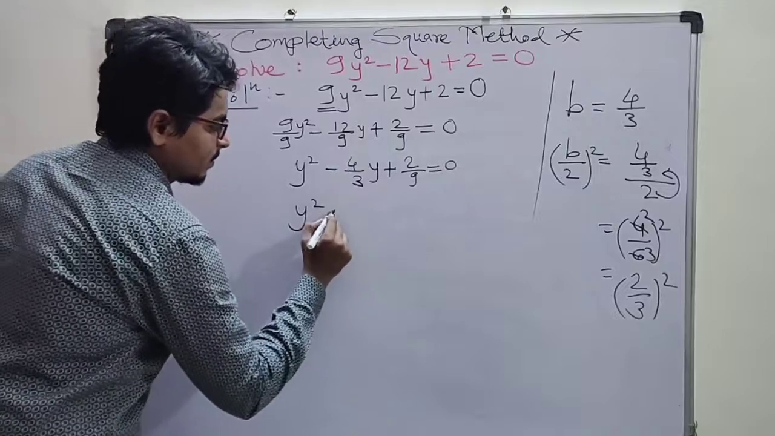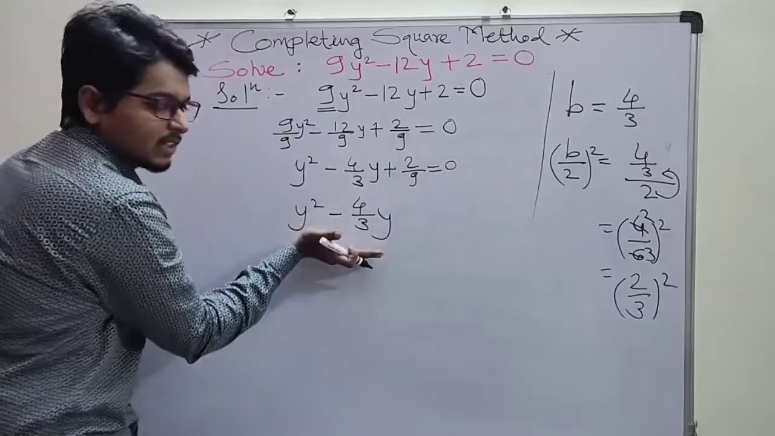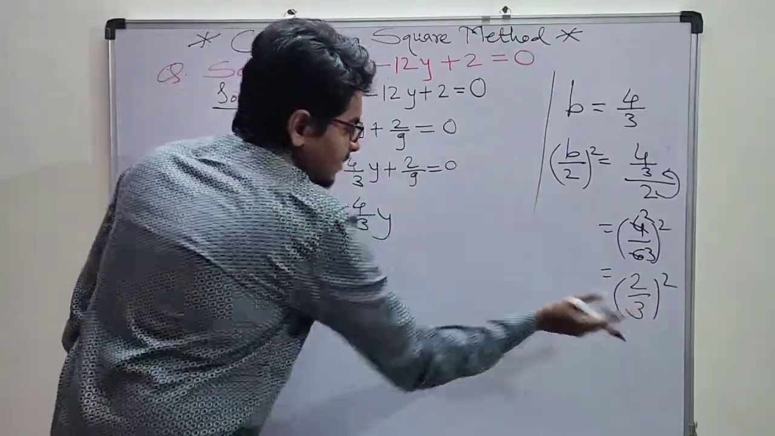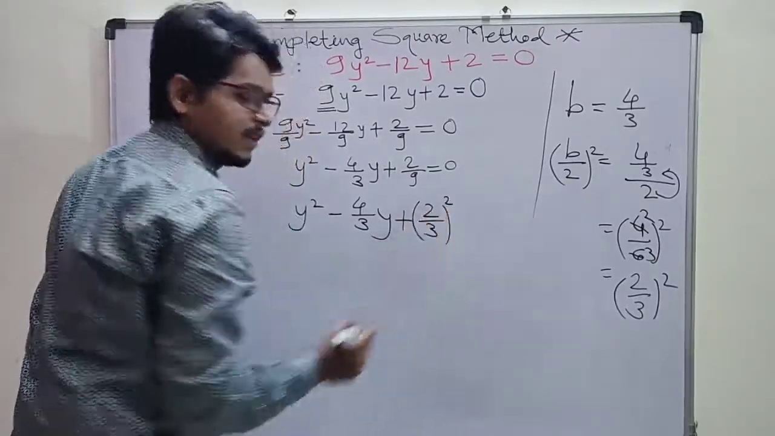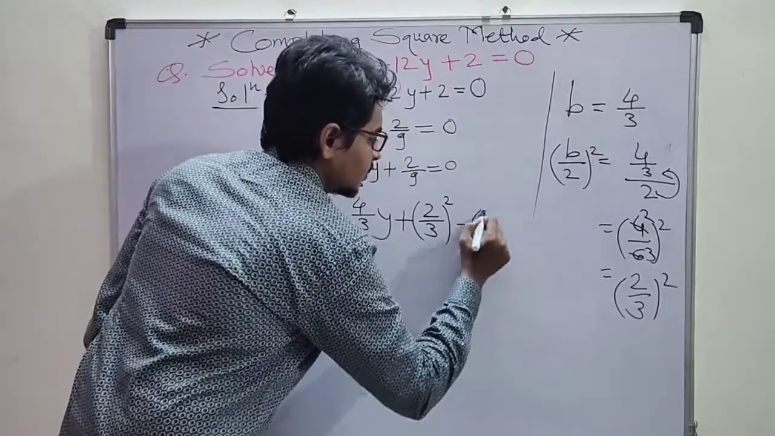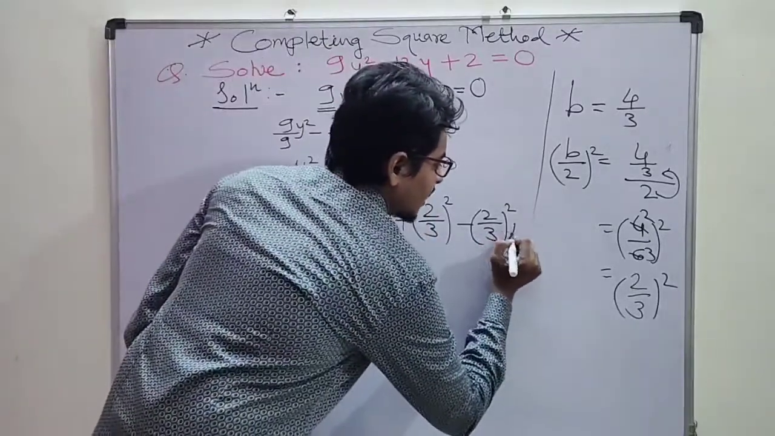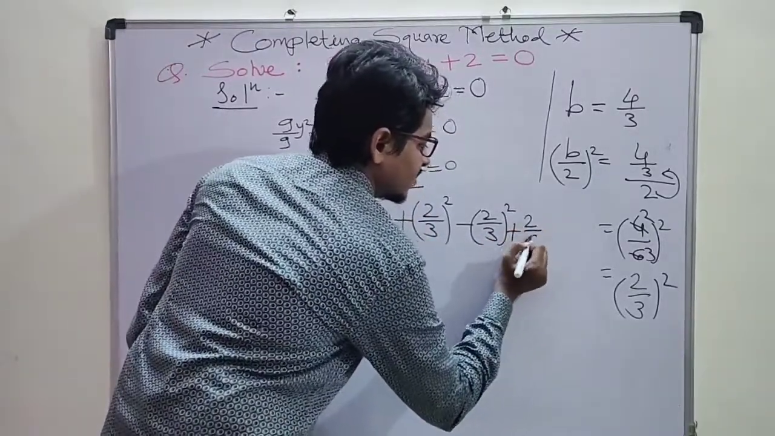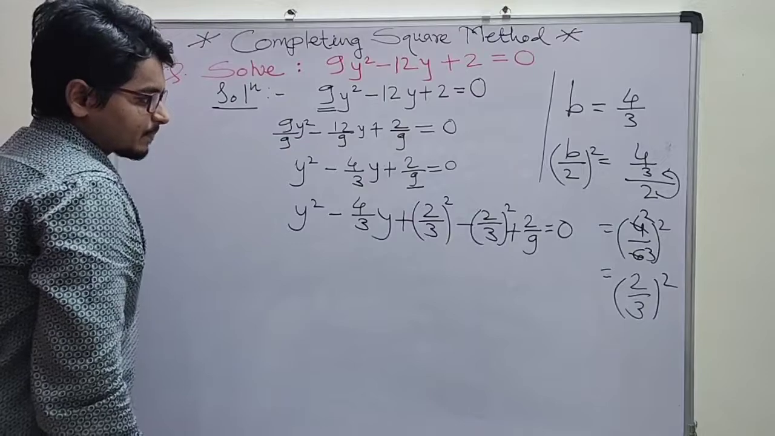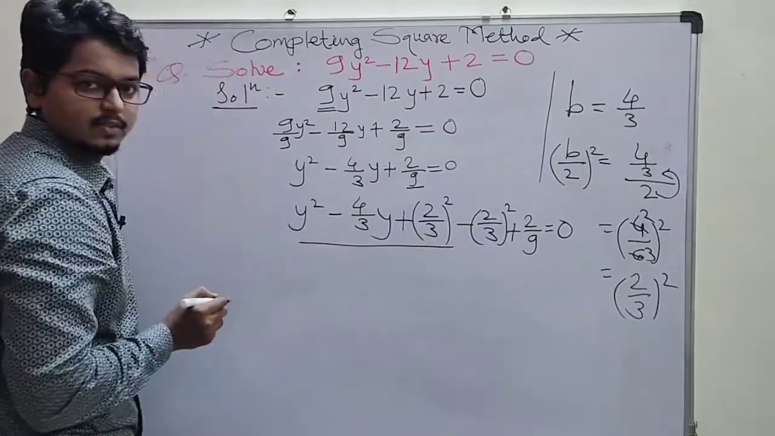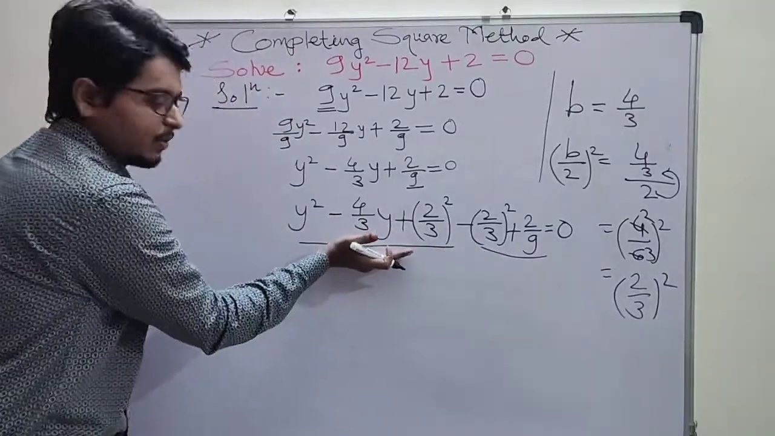Y square minus 4 upon 3y as it is. These two terms as it is. Then we add this term, first adding 2 upon 3 square, then subtracting 2 upon 3 square, and then the last term is as it is, plus 2 upon 9 is equal to 0. Then these three terms separate and these two terms. So you can directly write from here.